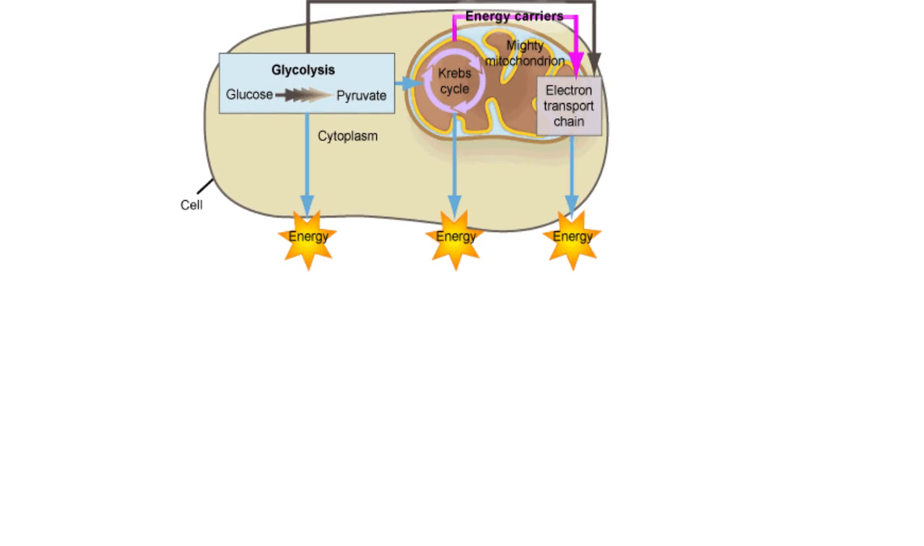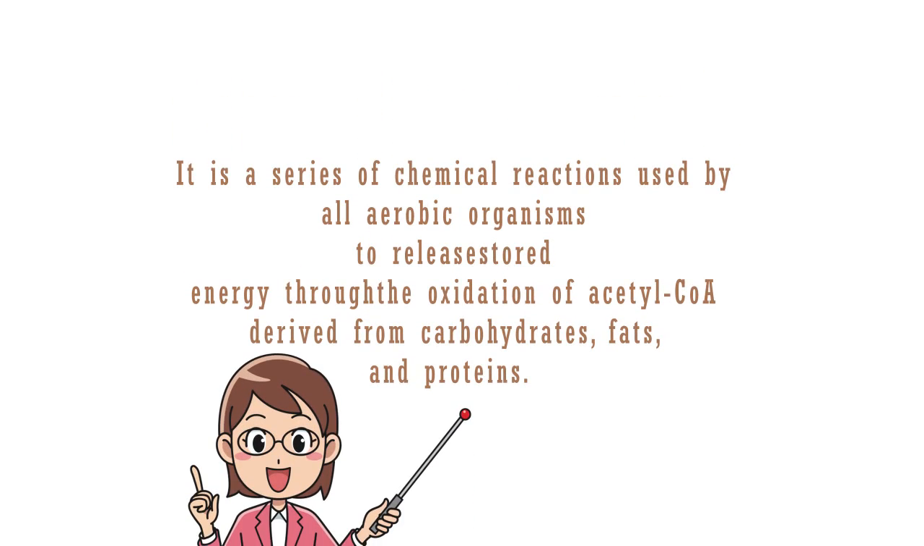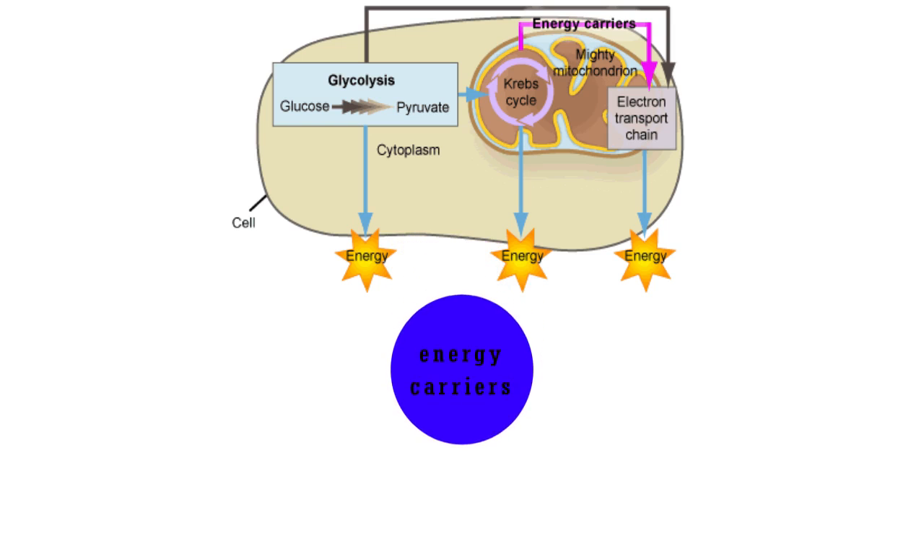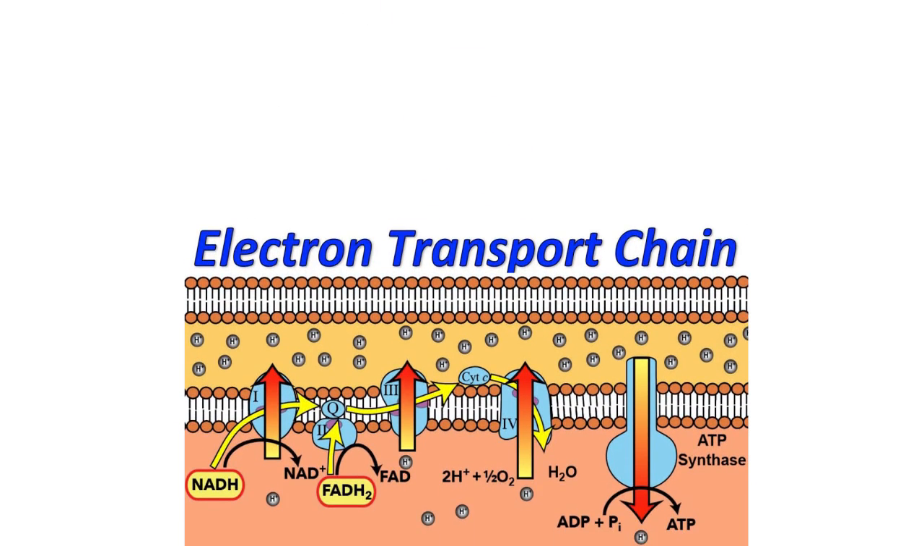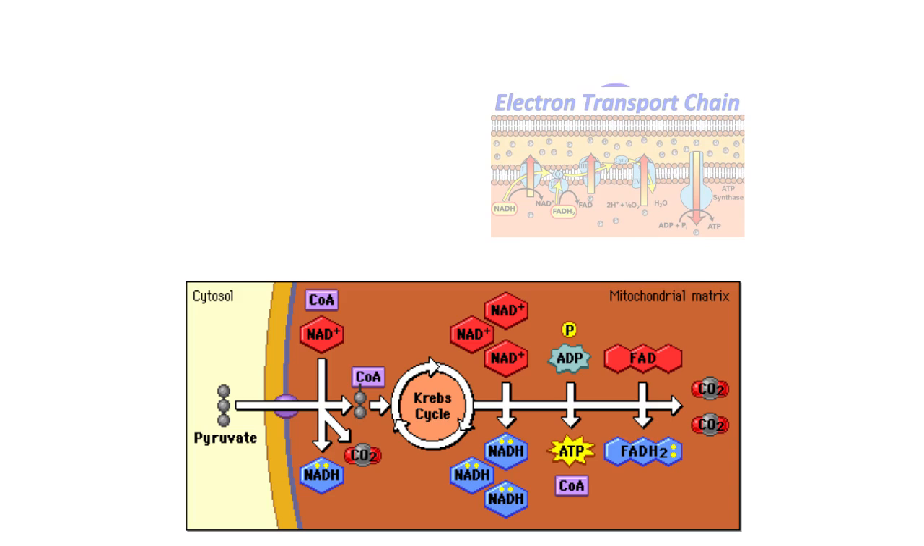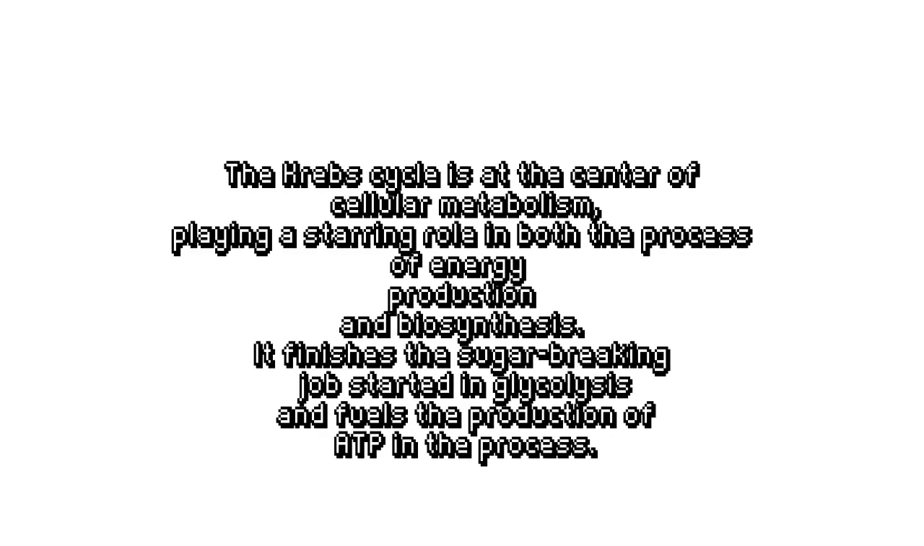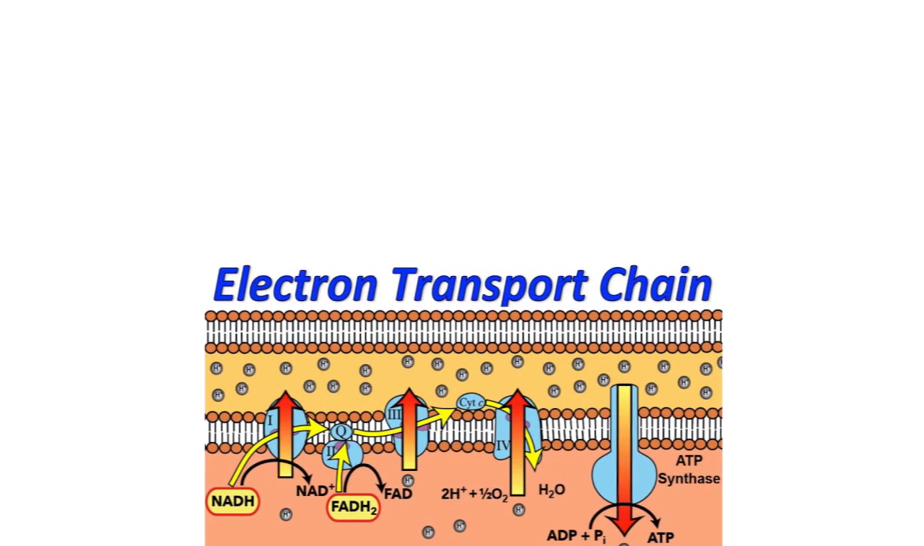The Krebs cycle. What is the Krebs cycle? It is a series of chemical reactions used by all aerobic organisms to release stored energy through the oxidation of acetyl CoA, derived from carbohydrates, fats, and proteins. What does the Krebs cycle do? The Krebs cycle produces energy carriers, which are then used in the electron transport chain. The main function of the Krebs cycle is to produce energy-carrying molecules. These energy carriers are used later in the electron transport chain to produce ATP. The Krebs cycle is at the center of the cellular metabolism, playing a starring role in both the process of energy production and biosynthesis. It finishes the sugar-breaking job started in glycolysis and fuels the production of ATP in the process.